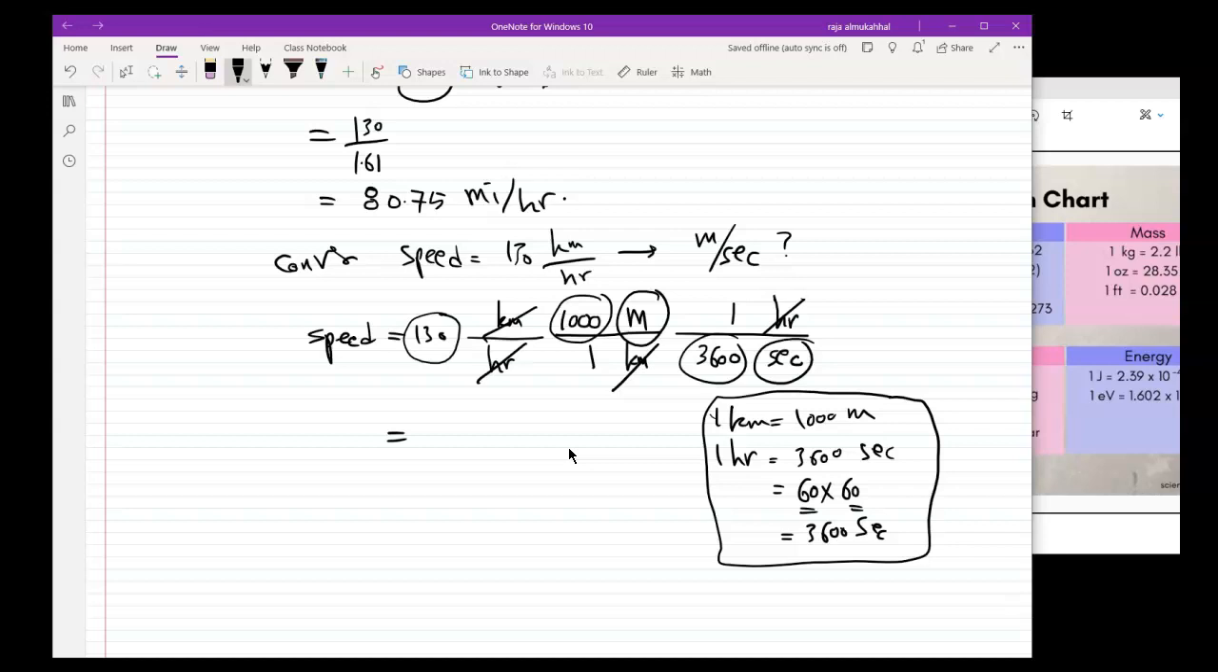So I'm going to do that. 130 times 1,000 divided by 3,600. Answer 36.11. So I get 36.11 meters per second. Okay? And there we go. This is how I convert that. Okay, one more example.